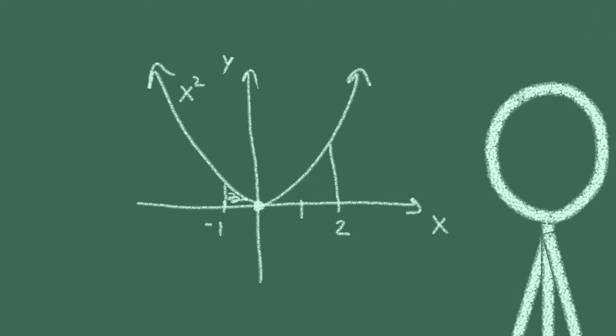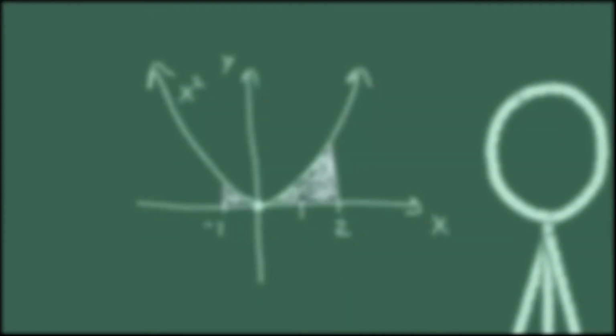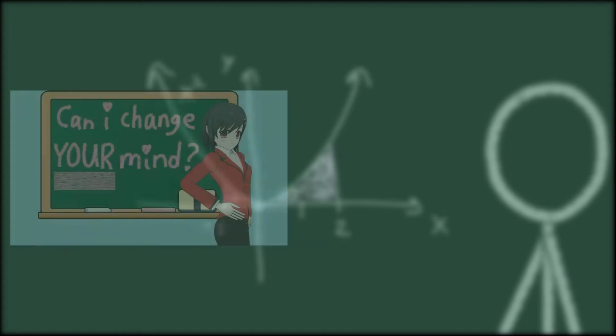Recall, the area underneath f of x is found by adding up the infinitesimally thin rectangles under the curve over precisely every point in minus 1 to 2. If you'd like a refresher of this idea, check out my video on areas under curves, link in the description below.